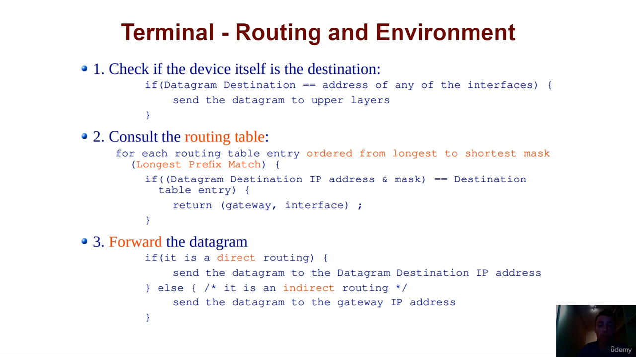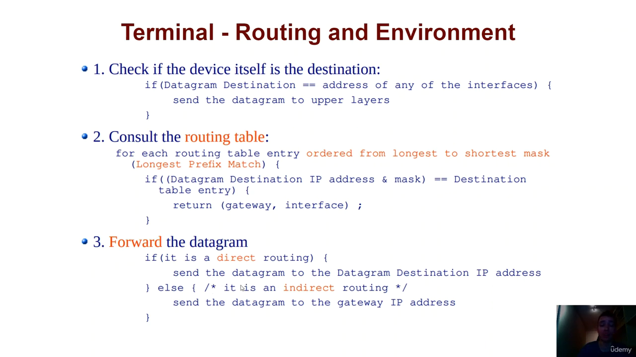And so now the last step is to forward the datagram. Here we see if it is a direct routing. What does it mean that this is a direct routing? When it is a direct routing, the gateway is 0.0.0.0, which essentially means that we are directly connected to this network. This is what is called direct routing. In that case, we send the datagram to the datagram's destination IP address.